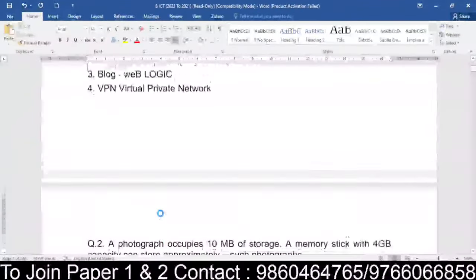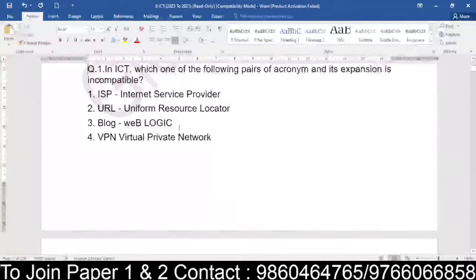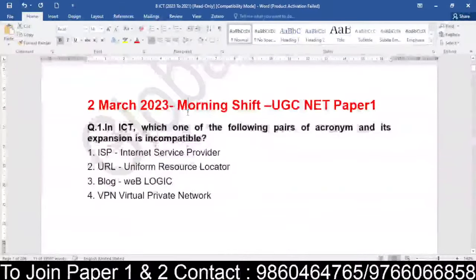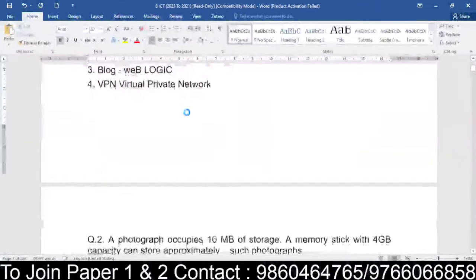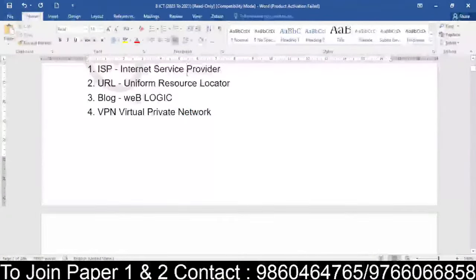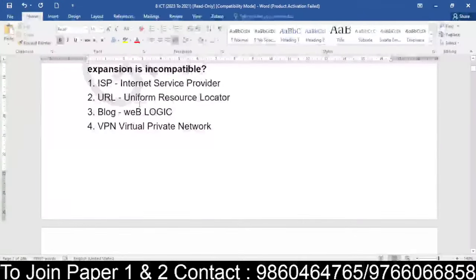Okay. Now let's come to the next set of questions, in ICT. They have given us pairs of acronyms and their expansions, and one pair is incompatible. ISP stands for Internet Service Provider, URL stands for Uniform Resource Locator, Blog stands for Web Logic, it's web logic, and VPN stands for Virtual Private Network. So one of them is the odd man out. You need to identify which is the odd man out.